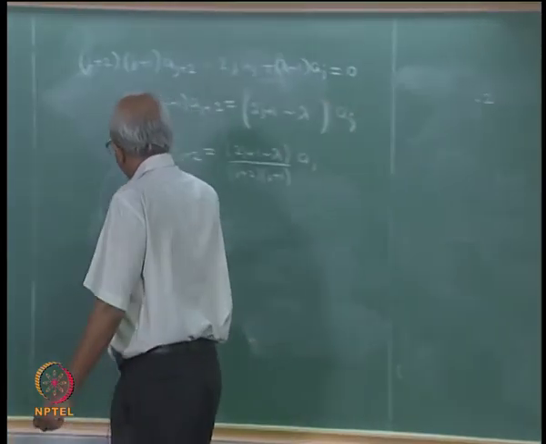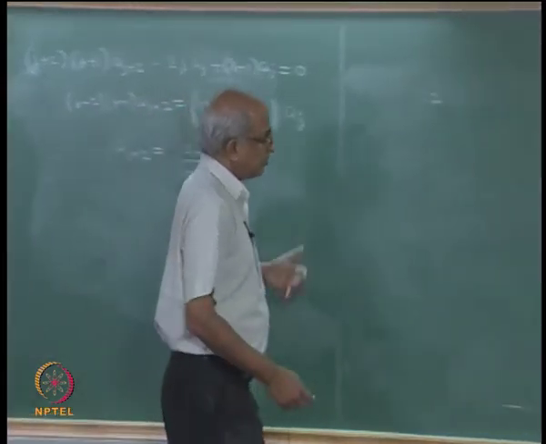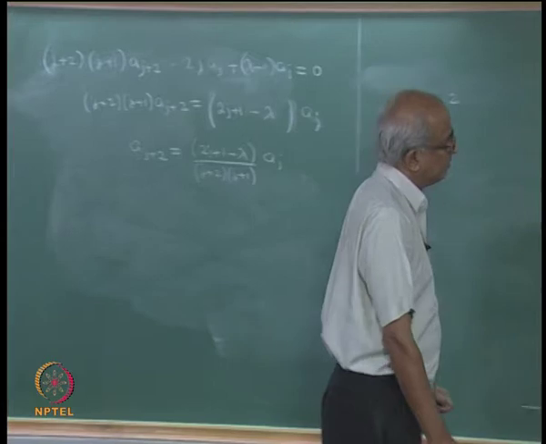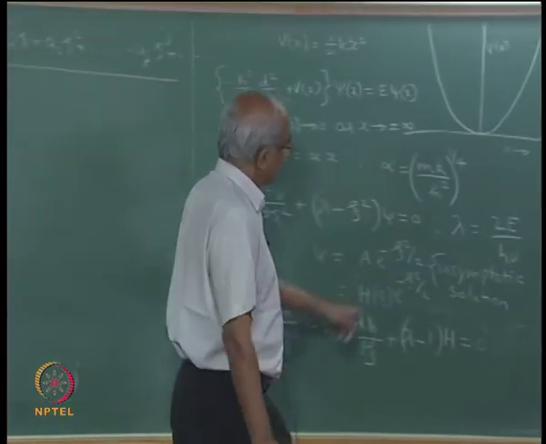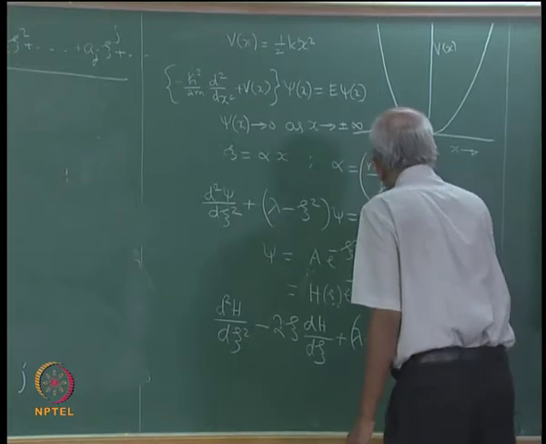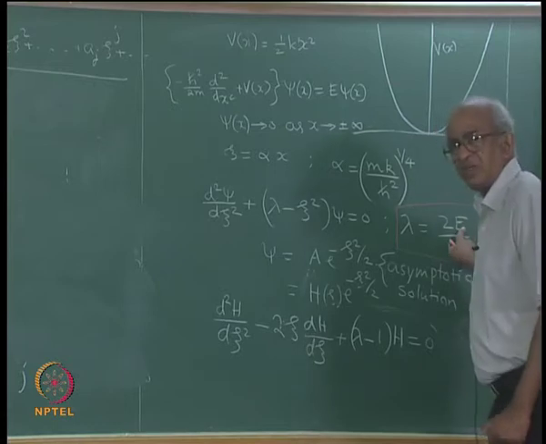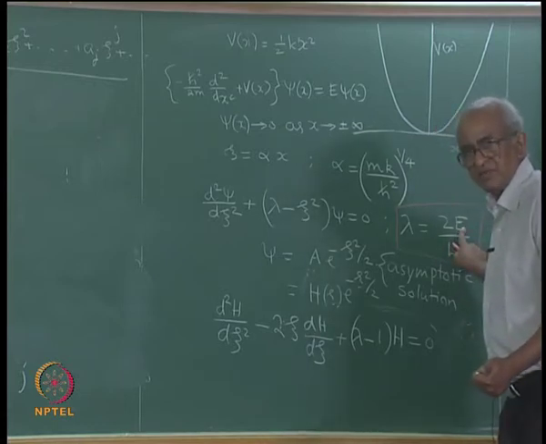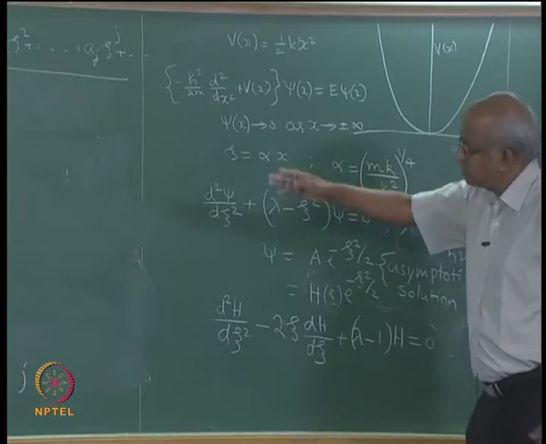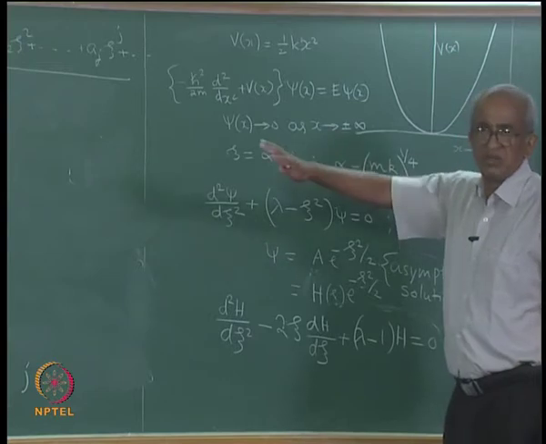Well, there is a very easy way out. See, you look at the lambda. What is lambda? Lambda is given here. So, if you give me some arbitrary value of energy, the value of lambda is something, and the series will actually go on to infinity, and you will not get an acceptable solution.